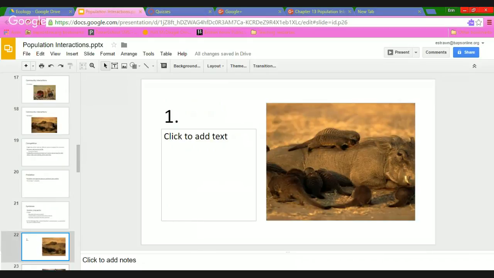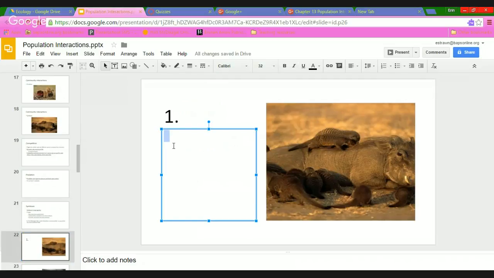So here is our warthog and our meerkats again. As I told you before, the meerkats get protection because the warthog is mean to other animals, and the warthog gets to be cleaned by the meerkats, as well as an early warning system for approaching predators. Go ahead and pause the video and type in what type of symbiosis you think this is.